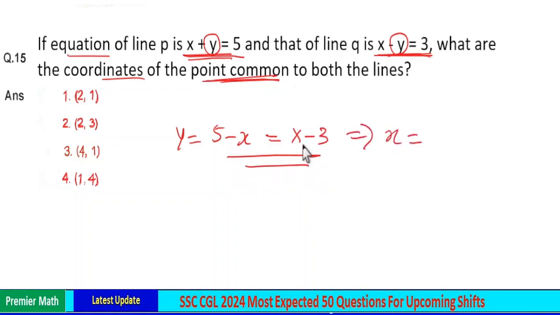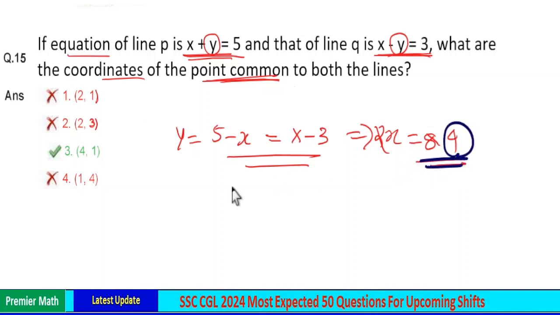That is, 5 minus x is equal to x minus 3, which means 2x is equal to 5 plus 3, so x is equal to 4. If x is equal to 4, option 3 is your answer. From this x is equal to 4, we can find y. y is equal to 5 minus 4 which is 1. Here also 4 minus 3 which is 1. So y is equal to 1. x is equal to 4 and y is equal to 1.